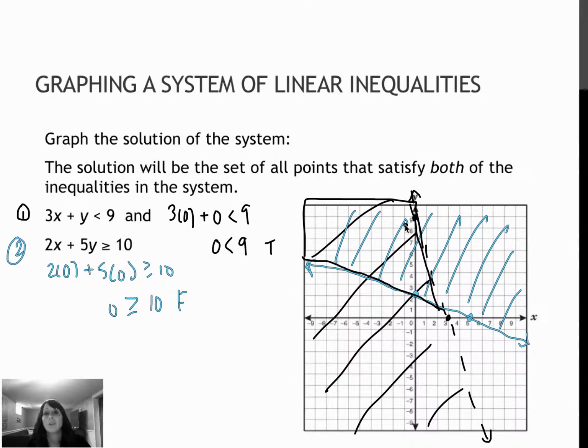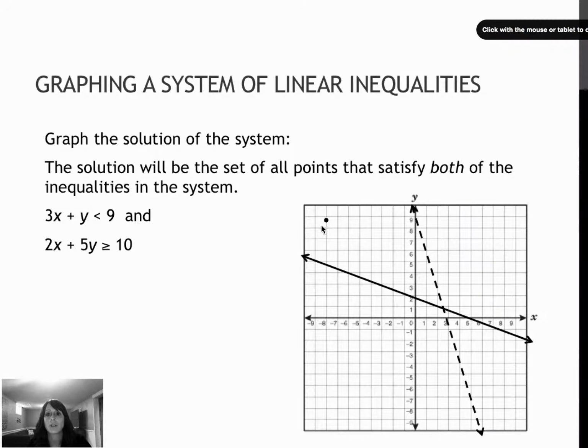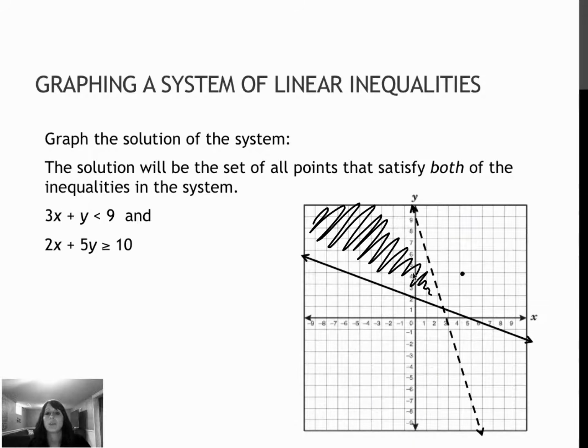Now that gets a little bit crazy when I'm putting all of those lines on the page. And so this is what my graphs looked like before. This is the area that would be shaded. So that is the part where both 3x plus y is less than 9 would be shaded, and 2x plus 5y is greater than 10 would be shaded.